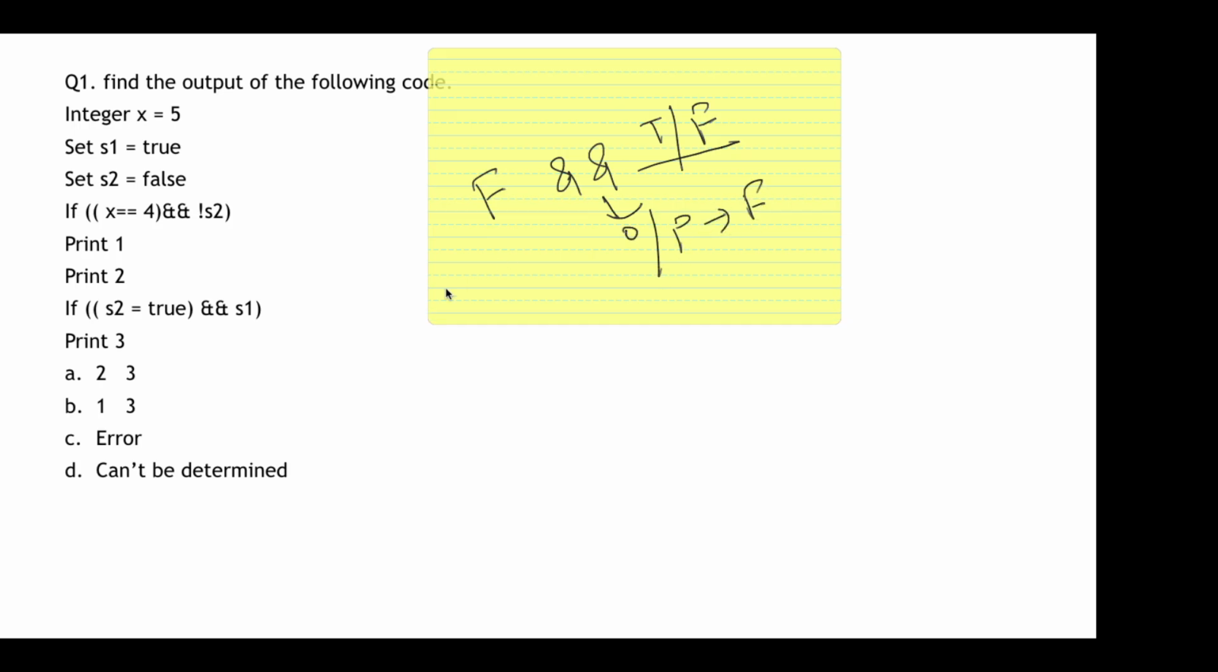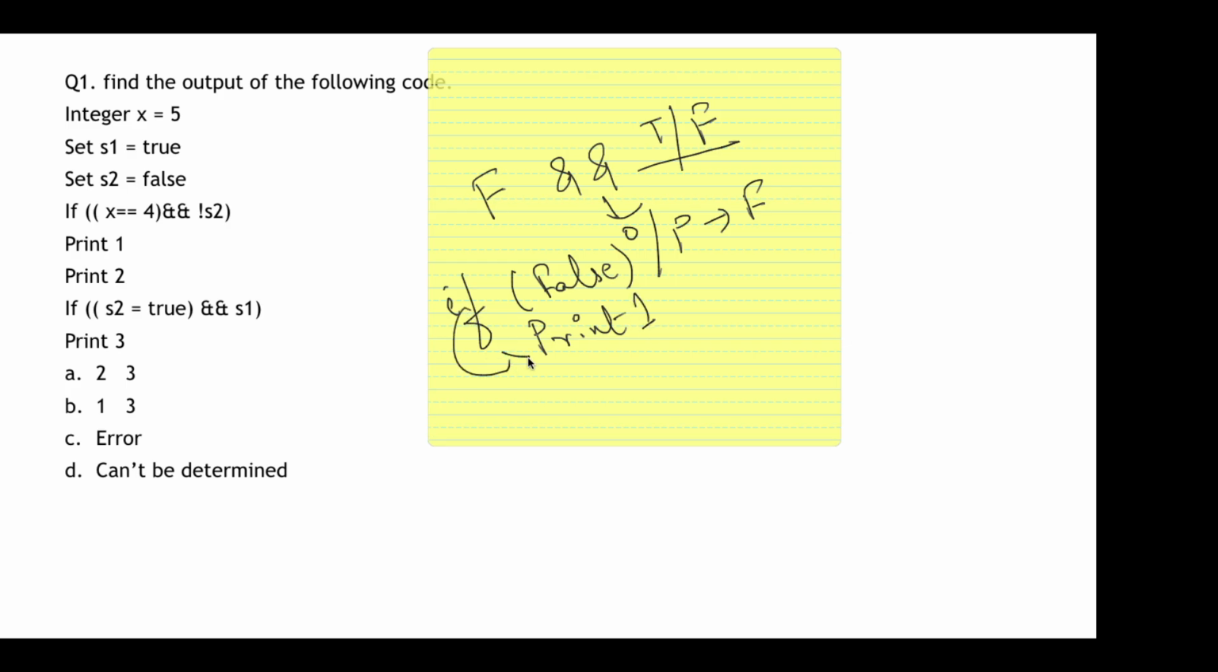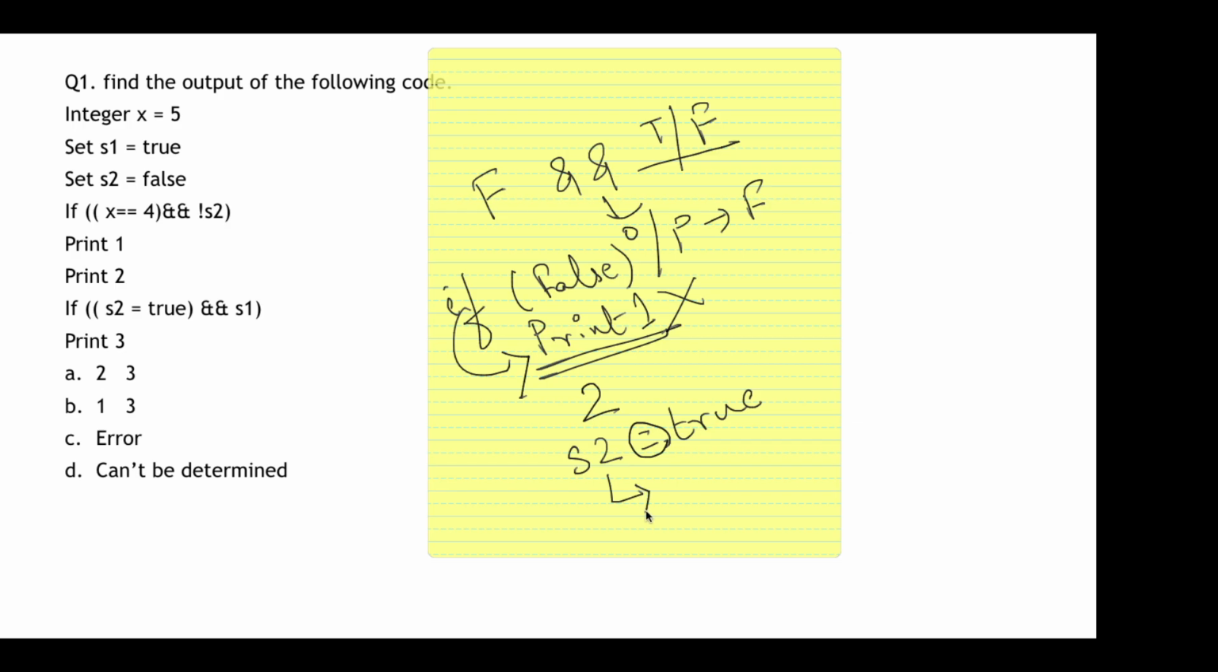Okay, so here the if condition becomes false. So the print 1 statement belongs to the if statement, so this won't be executed. What will it print? It will straight away print 2. Now it says if S2 is equal to true. Now see, this is not double equal to, it is a single equal to. This means that S2 value is being assigned true. Okay, now S2's value has changed from false to true.